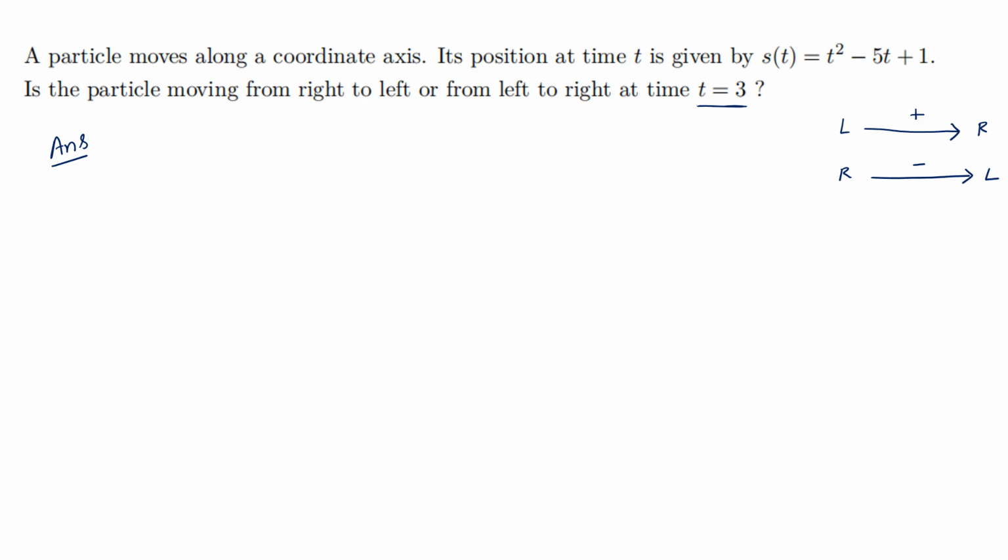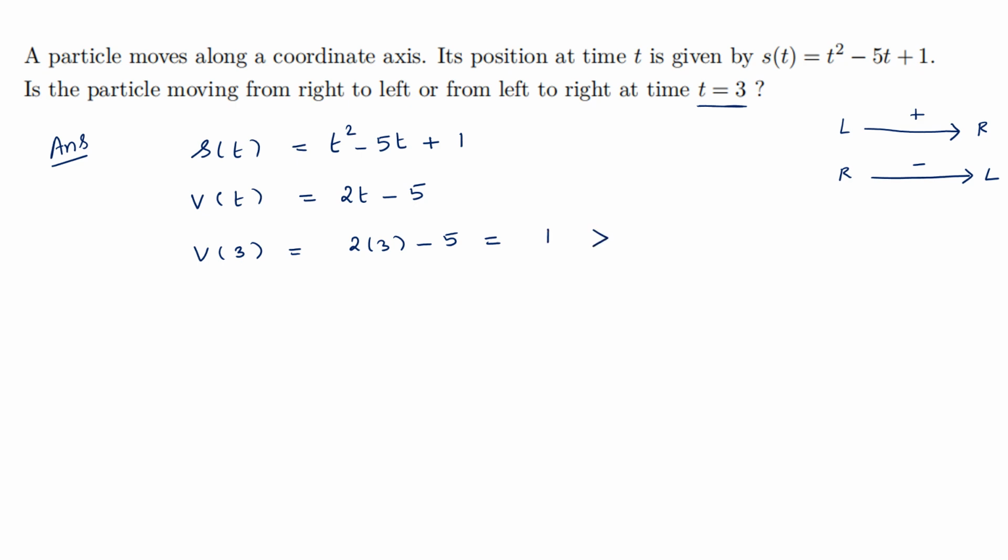Now we have to see what S of t is. It is given: S of t is t square minus 5t plus 1. What is velocity v of t? It is the derivative of S of t, which is 2t minus 5. And the velocity at time t equal to 3 is 2 times 3 minus 5, so 6 minus 5 equals 1. It is a positive number.